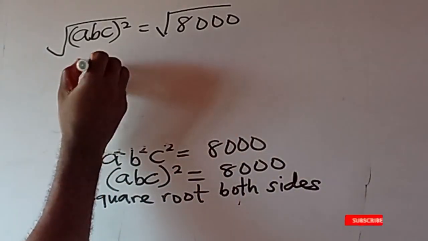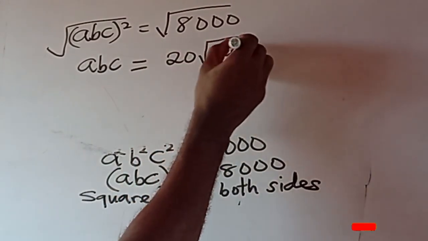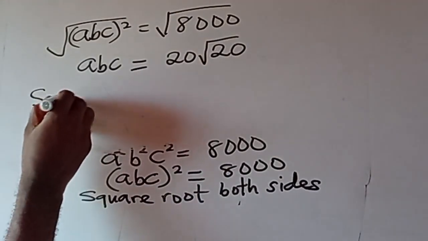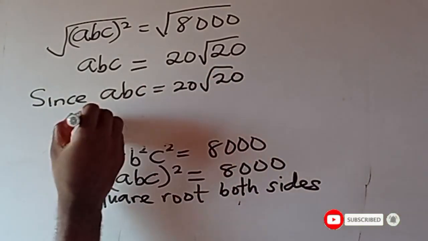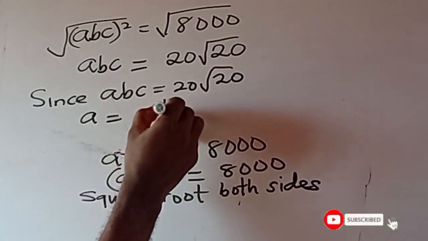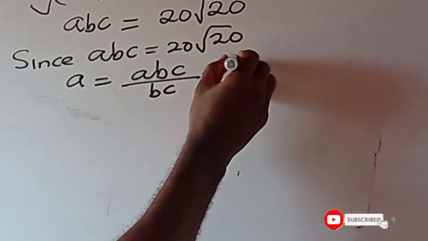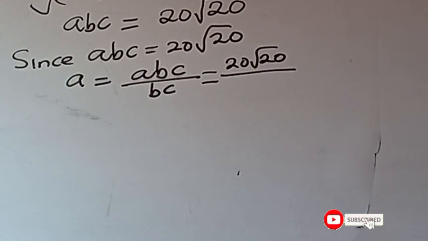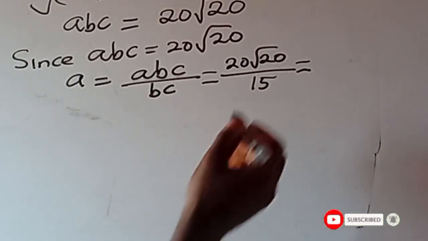So this one is ABC stands out because the square cancels the square root and we have 20 root 20. Don't forget that 8,000 is 20 times 20 times 20. So we have the double root. We have 20 root 20. So since ABC is 20 root 20, A will be equal to ABC over BC. Don't forget our ABC is 20 root 20 and our BC is 15.